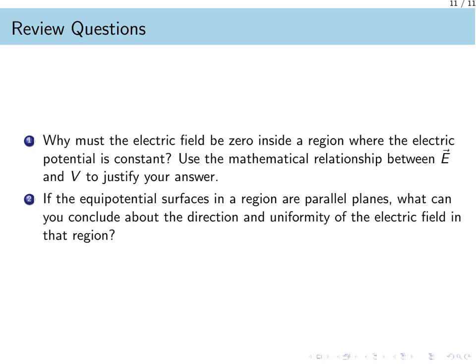To wrap up, consider these review questions to test your grasp of the material. First, think about why the electric field must be zero in any region where the electric potential is constant. Try to justify this using the mathematical derivative relationship we discussed. Second, if you are told that the equipotential surfaces in a specific region are a series of parallel planes, what does that imply about the direction and the uniformity of the electric field in that area? Reflecting on the perpendicular nature of field lines and the definition of a gradient will help you answer these questions.